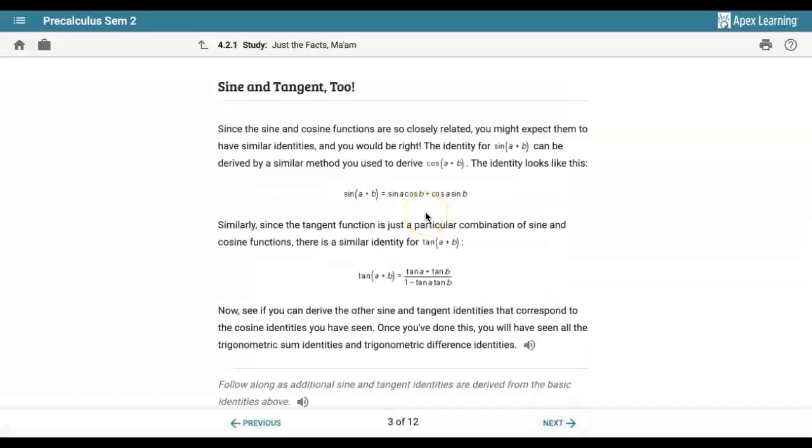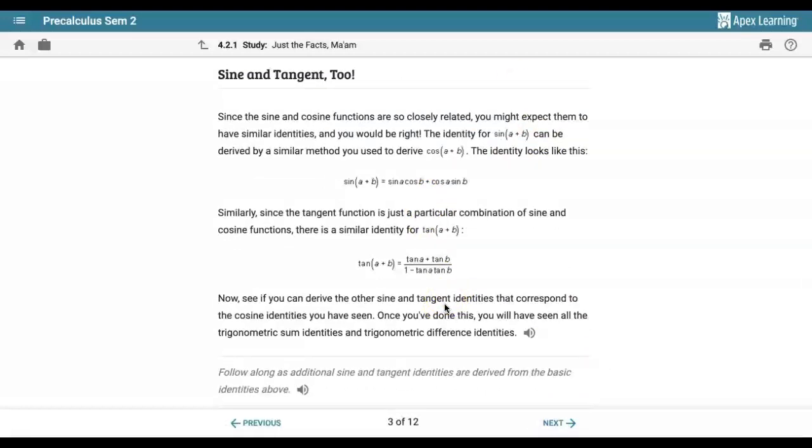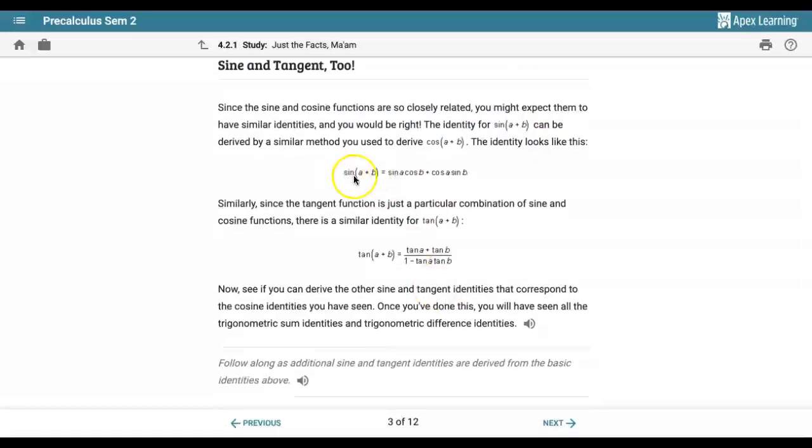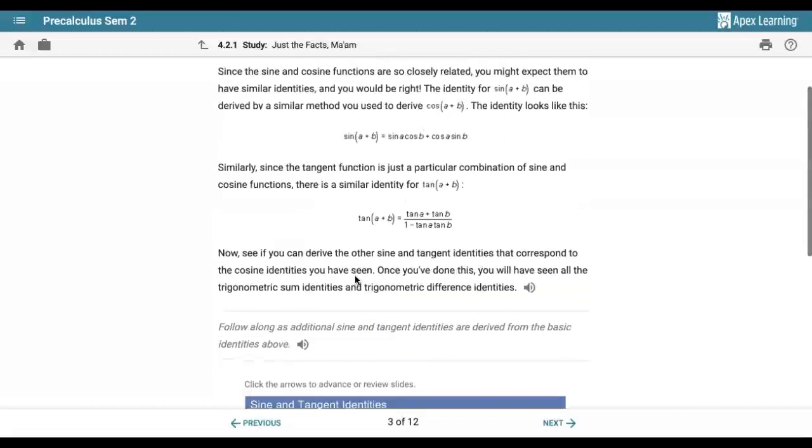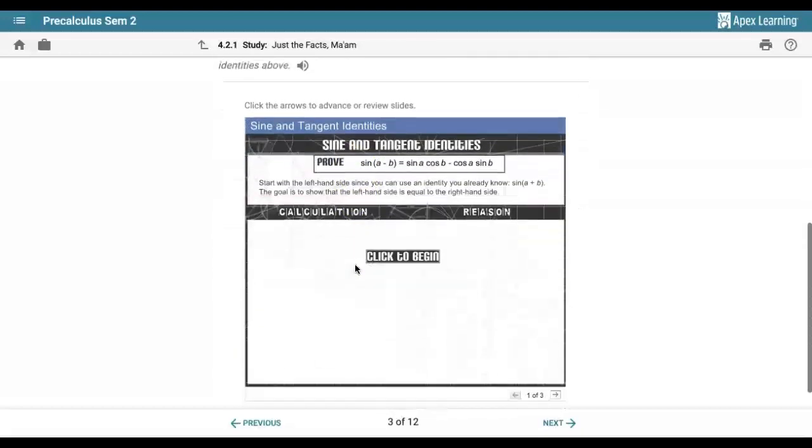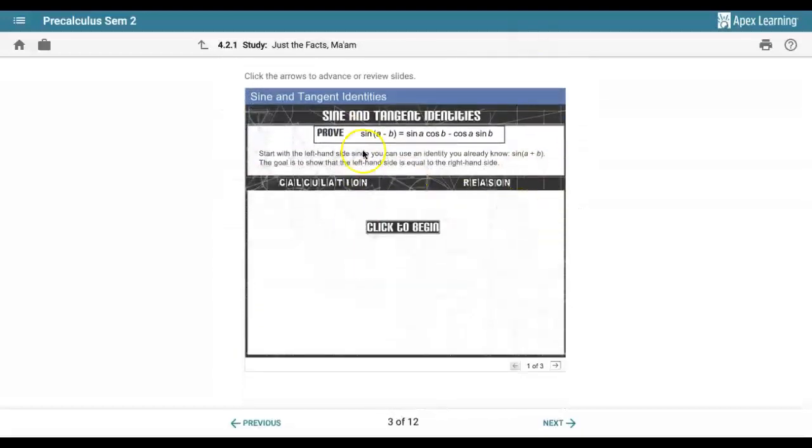And of course, we can do the exact same thing for sine and for tangent. We can do the combination and the difference between them, and we can derive them and figure out why this is true.